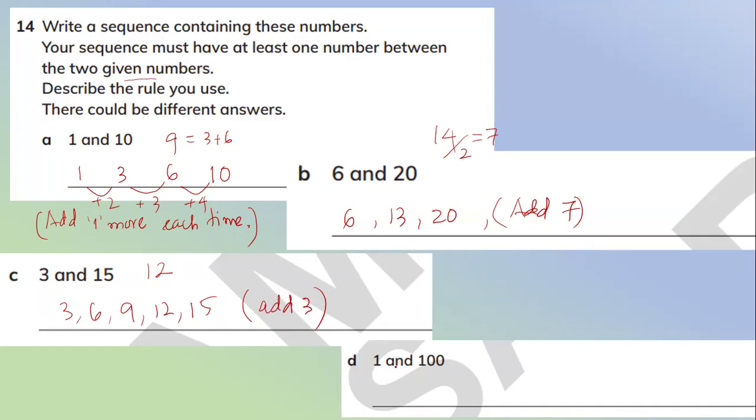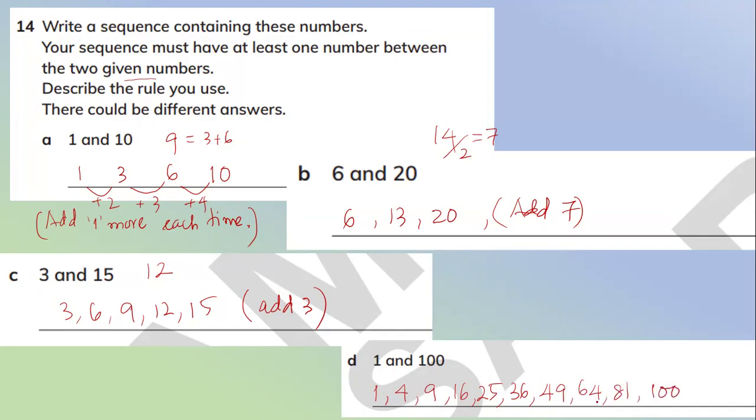Okay, D, 1 and 100. It's a long one. 1 and 100, it is better to do square numbers. So 1 is 1 square, 100 is 10 square. So 1 square is 1, 2 square is 4, 3 square is 9, 4 square, 16, 25, 6 square, 36, 7 square, 49, 8 square, 64, 9 square, 81, and 100.